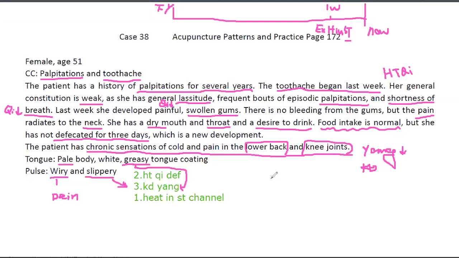Nourishing, tonify heart, warming qin yang, stop palpitation, clear stomach heat. Tonify qin yang, tonify heart qi, stop palpitation. Clear stomach heat, stop toothache. Yeah, that's good.